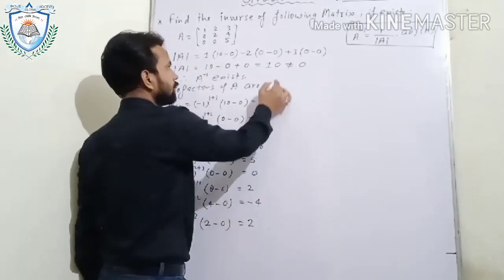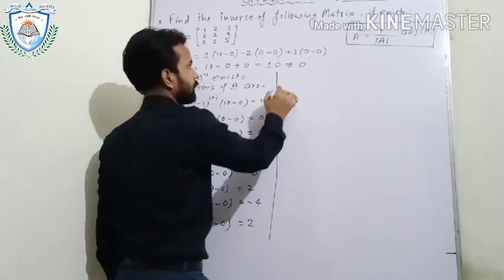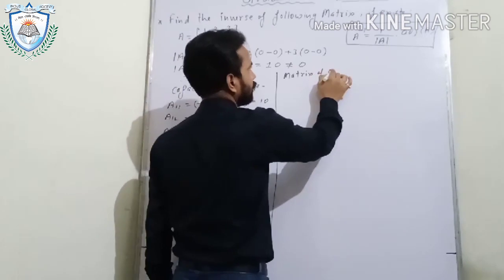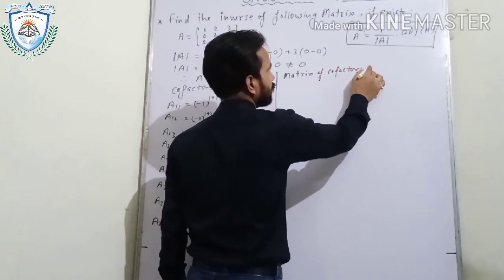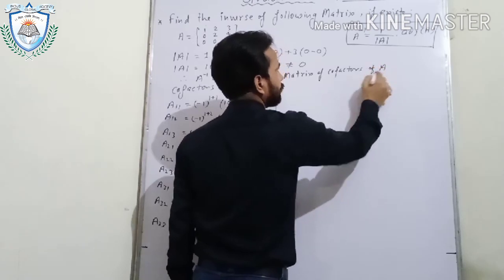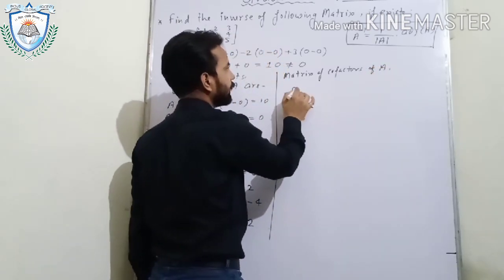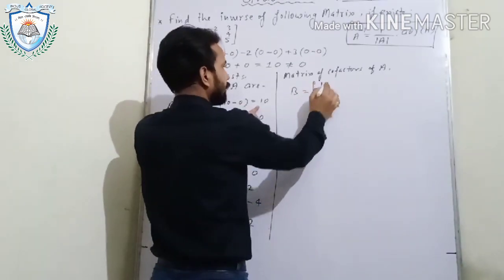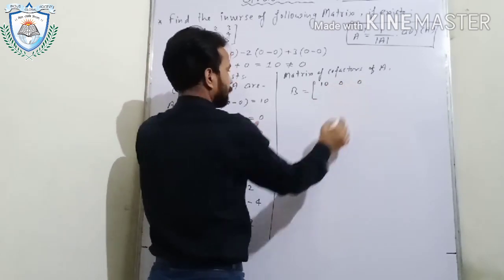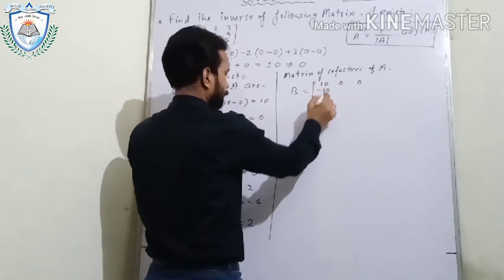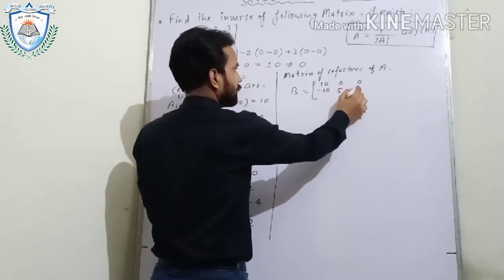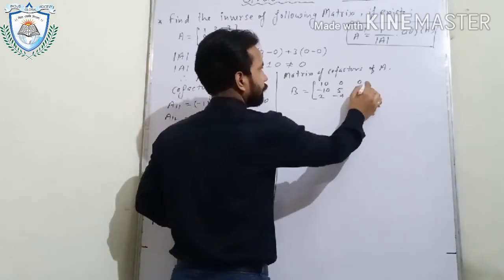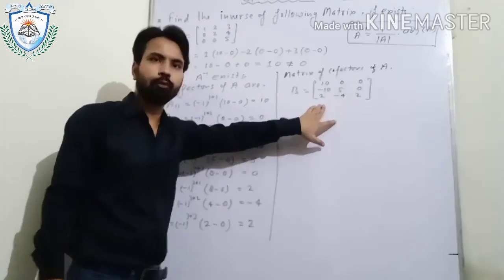After finding the cofactors, now we will find out the matrix of cofactors. Matrix of cofactors of A, we know that the matrix of cofactors of A is denoted as B. So the very first cofactor is 10, second is 0, third is 0. Next is minus 10, then 5, then 0. 2, minus 4, and then 2. This is the matrix of cofactors of A.